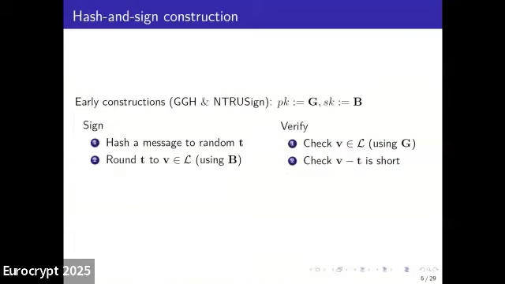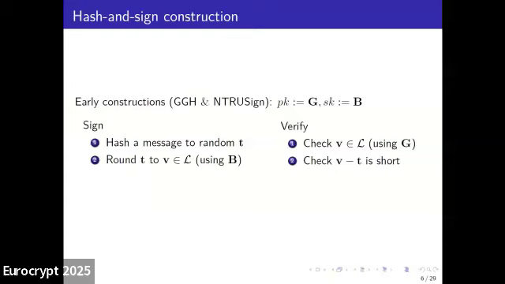So we briefly introduce the hash-and-sign construction. In early constructions like GGH and NTRUSign, the public key is G and the secret key is B. The secret B is a good basis, which is short and orthogonal, and G is a bad basis which consists of much larger vectors.